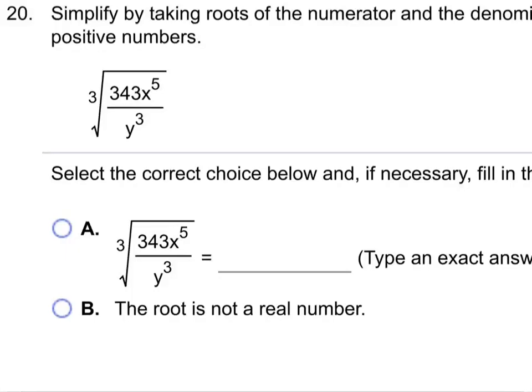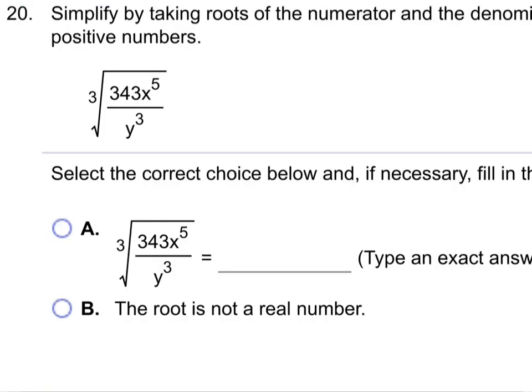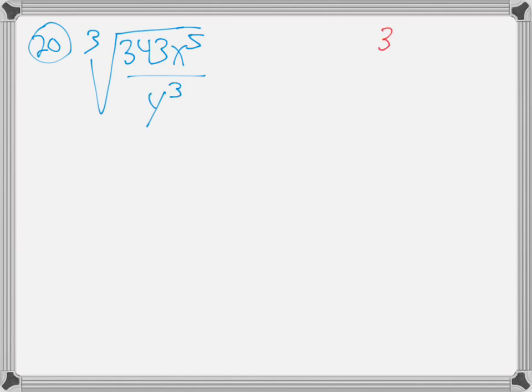Okay, then so number 20. Let me rewrite it on a fresh paper here. Fresh screen, 20. Cube root of 343 x to the 5th over y to the 3rd. Okay, let's break down that 343 first off. So divide by 3, I think. No, it doesn't divide by 3, does it? Okay, this is a more tricky one.